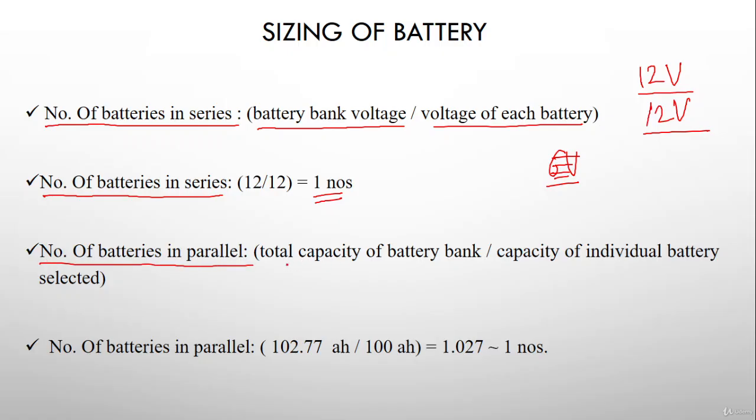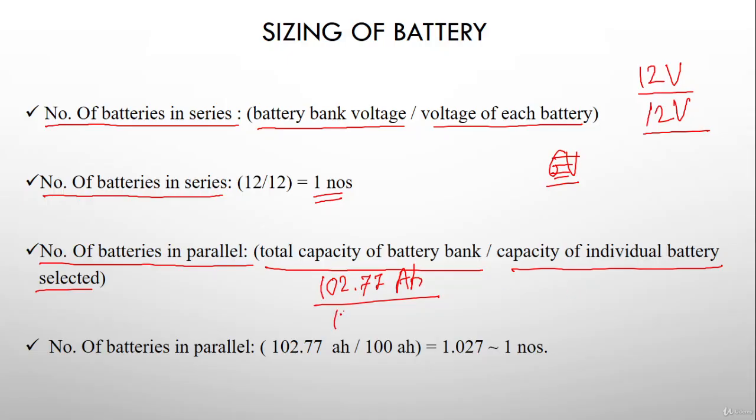In the parallel combination, we take the total capacity of the battery bank divided by the capacity of the individual battery we have selected. In this case, the total capacity of the battery bank as per the calculation is 102.77 ampere hour, divided by the individual battery we have selected from the market, which is 100 ampere hour. We get the answer as 1.027, which is close to 1. So one battery can be connected in parallel.